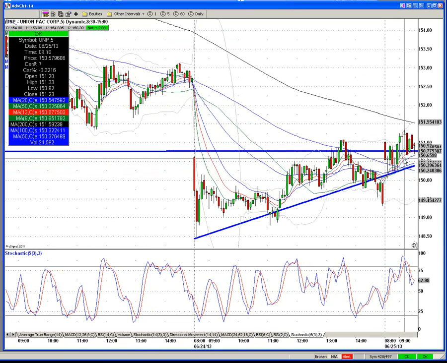Stock pulled back in a little bit. I definitely was looking much bigger picture for this, so I wasn't looking for any sort of scalp or day trade in this one. So the fact that it pulled back in didn't bother me.